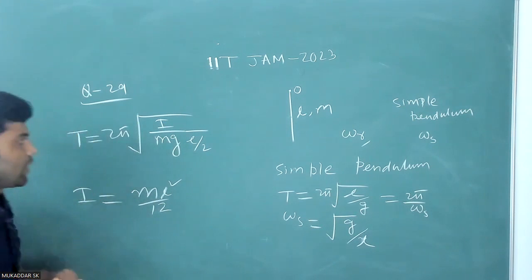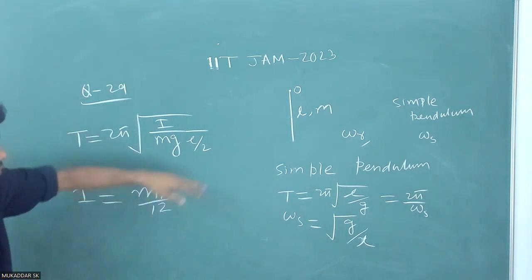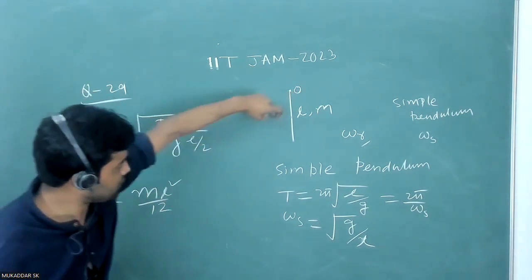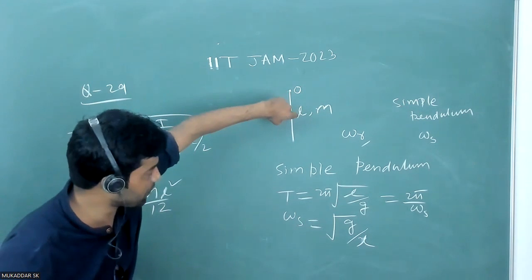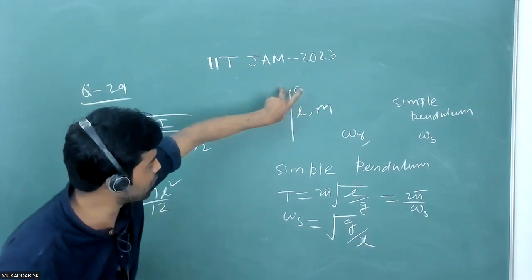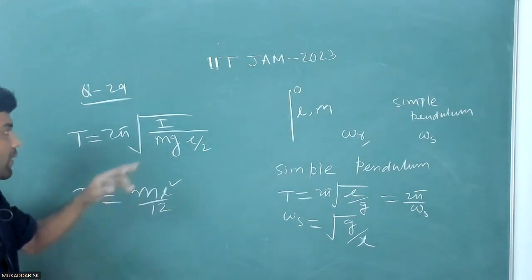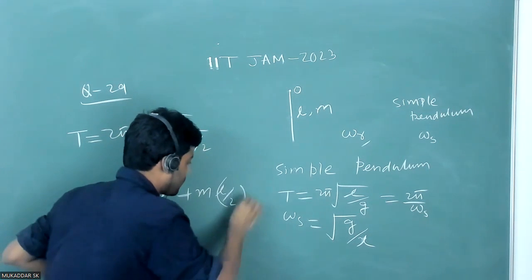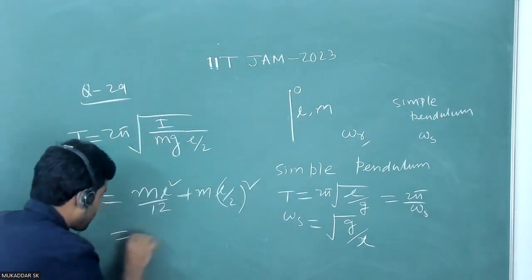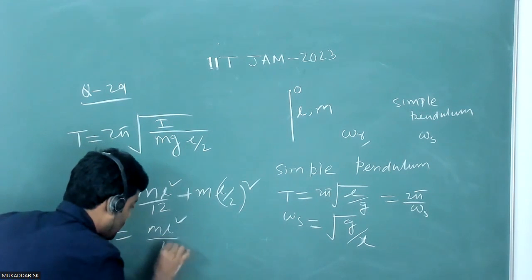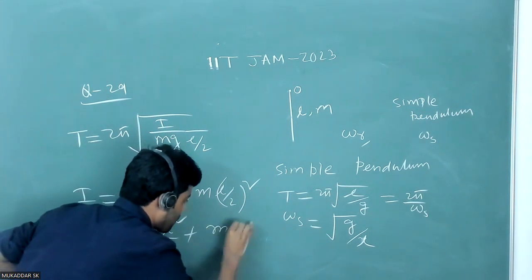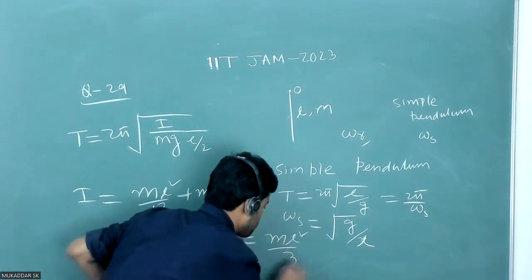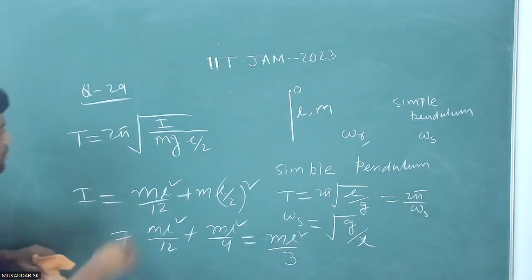Now if I apply the parallel axis theorem, the moment of inertia about O will be the moment of inertia about the center of mass, plus m d square, and d here will be L by 2. So it will be m into (L by 2) square. That means we will have mL square by 12 and then mL square by 4, and that is nothing but mL square by 3. Now substitute it here.